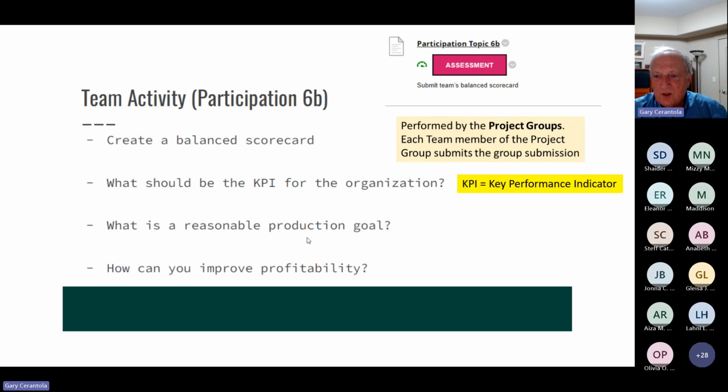Okay, so what is a reasonable production goal? Maybe we want to increase our production by 10% over next year. If we're producing 10 gingerbread houses this week, next week we want to produce 12. That means you want to increase your production by 20% in a week, that kind of thing. And then how do you improve profitability? I'm giving you all kinds of examples in these slides, so go back into the slides and look at what's going on.